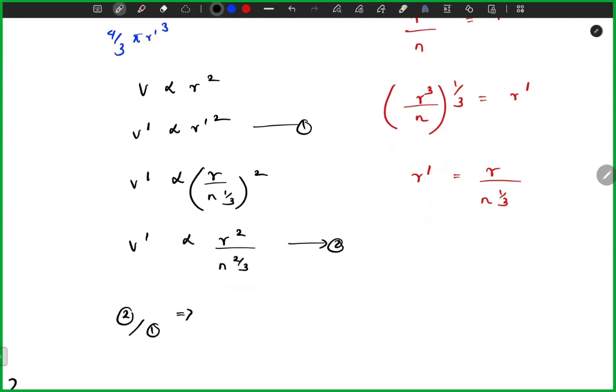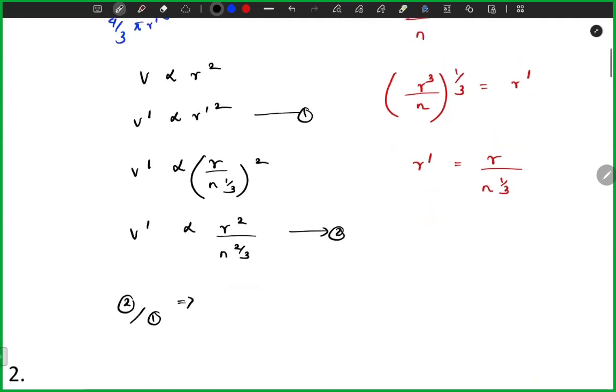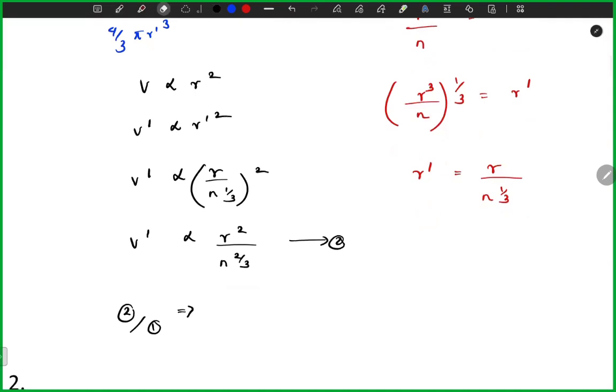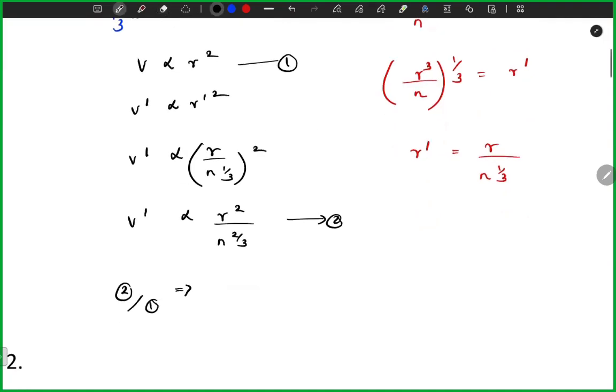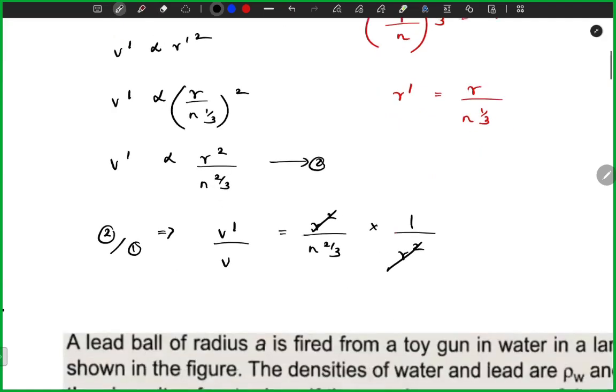Then what do I get when I divide 2 by 1? v dash over v equals what? r squared n to the power 2/3 divided by r squared. Then the r squared cancels off. Then v dash over v equals 1 over n to the power 2/3. And from this we can say v dash equals v over n to the power 2/3. Is that understood?